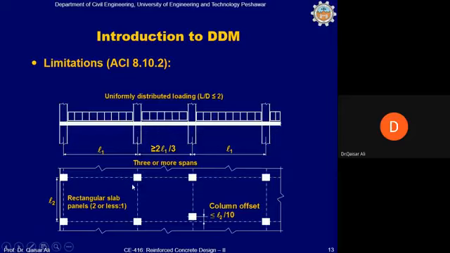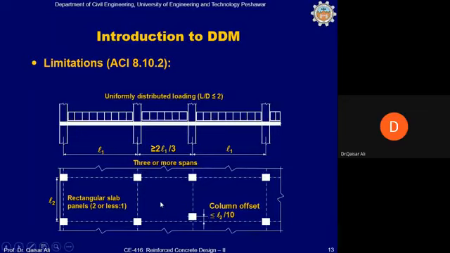Okay, another limitation, which is one of the most strict limitations which restrict the use of this method, is the number of panels. The number of panels in each direction shall be 3 or more. So this is one panel, another panel, another panel. Okay. So if there are 3 or more spans in both orthogonal directions, then the method will be applicable. However, if there are only 2 panels along one direction and 3 or more spans along the other direction, then the method will not be applicable. So it is one of the most strict limitations of this method, and it limits the use of DDM.